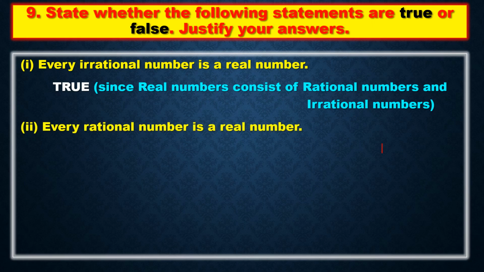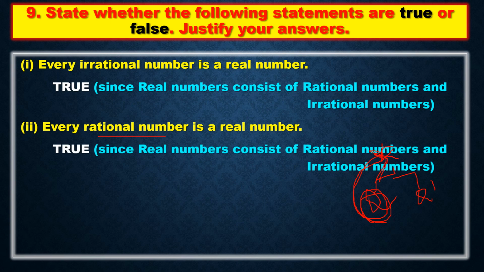Let us go to the next one. Every rational number is a real number. Again, real numbers means rational and irrational. Every rational number is a real number. Yes, all the rational numbers are there in real numbers, right? So it is also true.